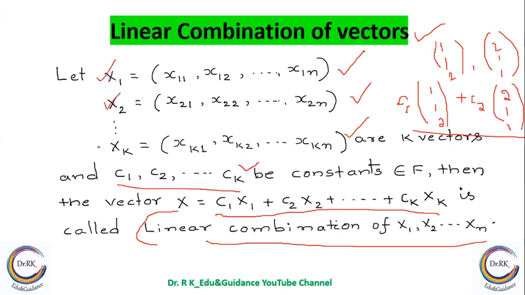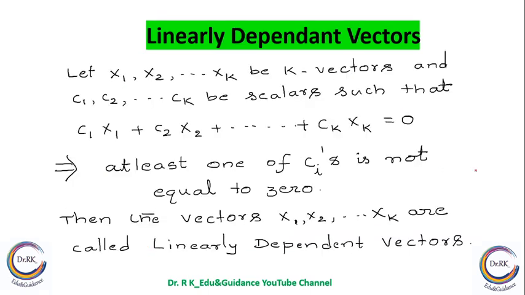x1, x2, so on, xk are k vectors. c1, c2, ck are constants. Then c1 x1 plus c2 x2 plus so on ck xk is called a linear combination of the vectors x1, x2, x3 and so on xn. So based on this, there are two very important definitions: linearly dependent vectors and linearly independent vectors.